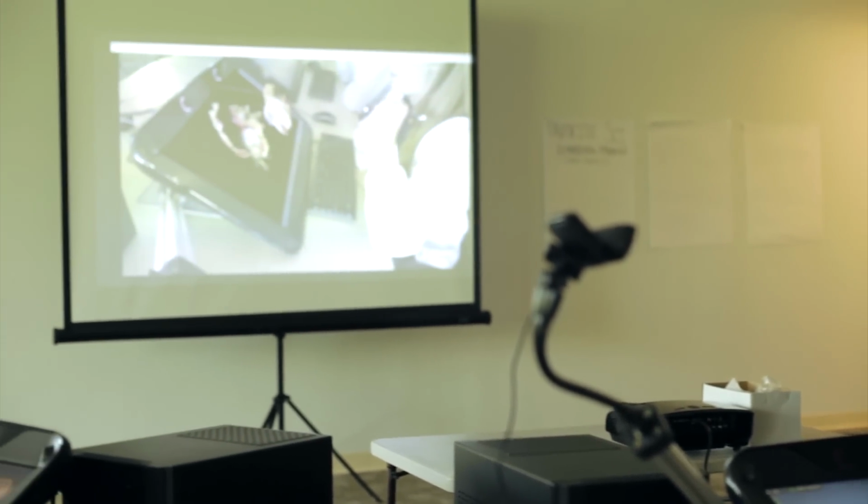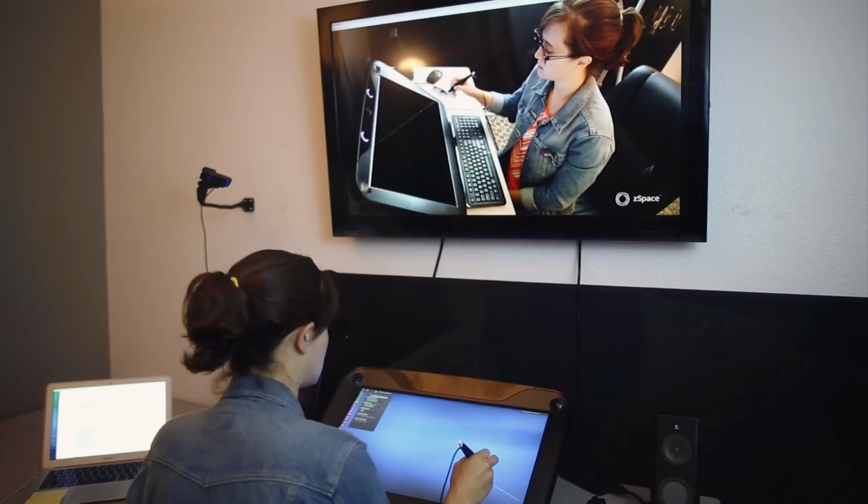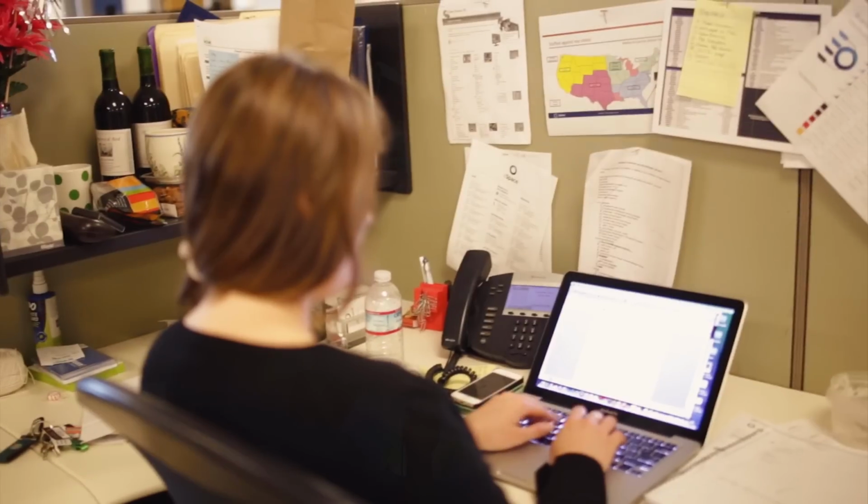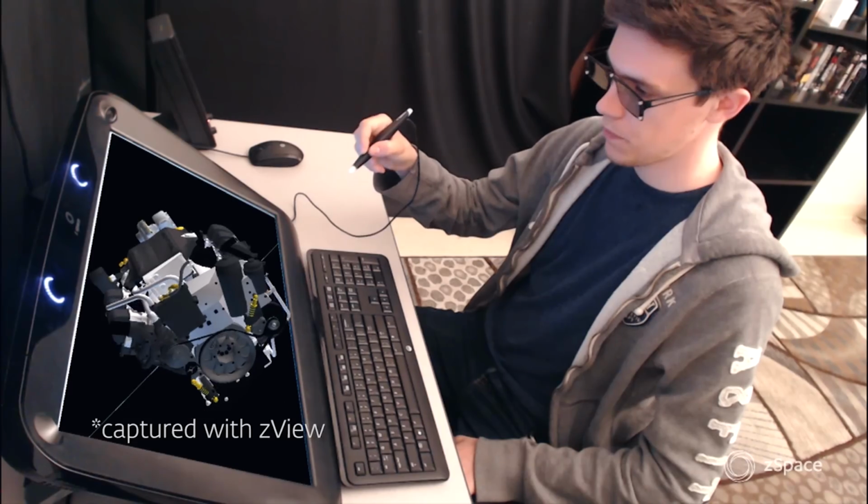In the evolution of human-computer interface, nobody would argue about the value of a graphical user interface over a command line. The next step in that evolution is virtual reality, where we're not constrained to the flatness of a 2D screen.